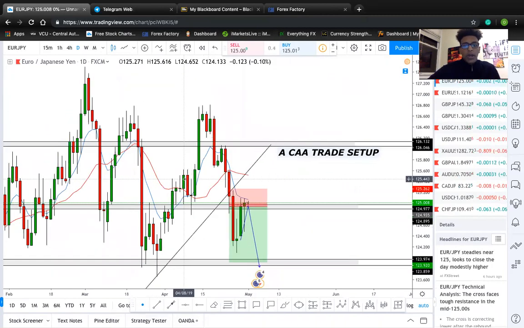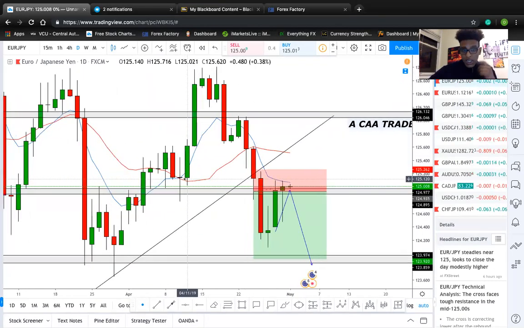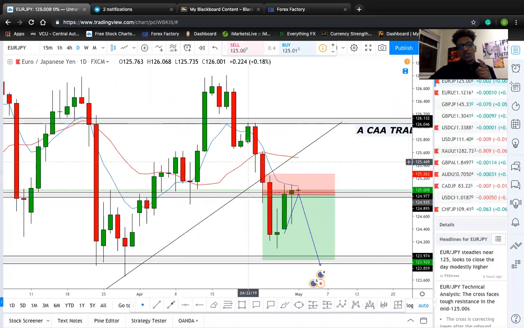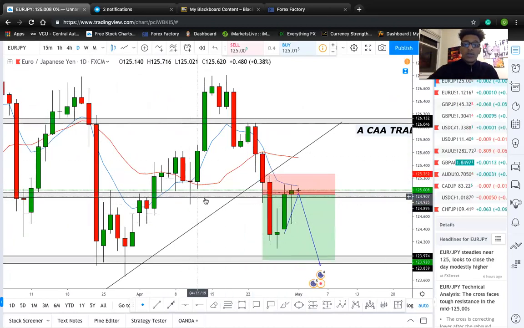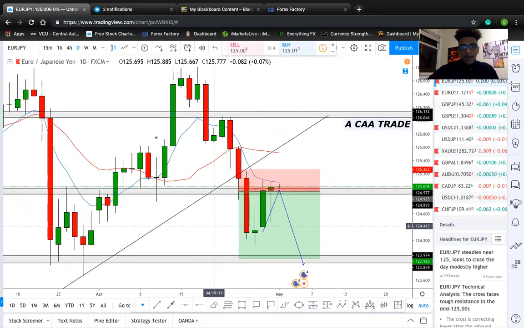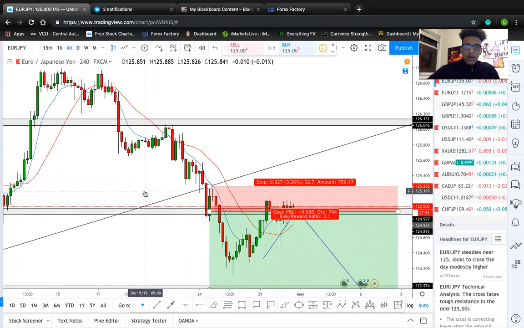So Euro JPY, we still haven't gotten that rejection yet. Last time we were looking at this, we saw this impulsive move. We were looking for a retest on this well-respected zone. You can see if we look to the past, you can see some support over here. And essentially, if we go down to the 4-hour, we can see some slowdown.